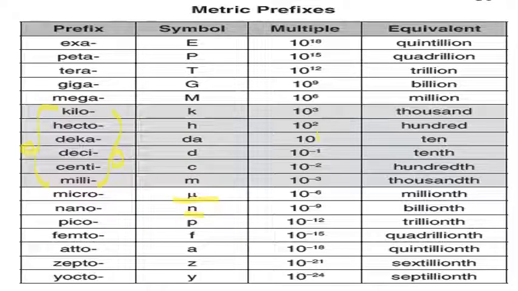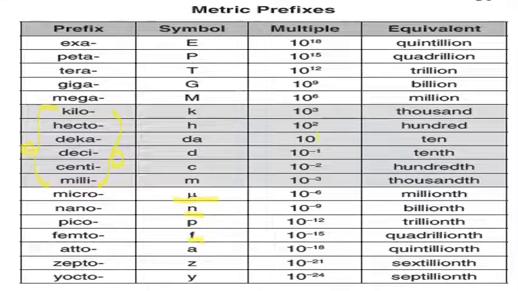Okay? Next is pico. We have small letter p. 10 to the power of negative 12, or trillionth. Next is femto. Ano man ang femto class? Or we have the small letter f. It is equal to 10 to the power of negative 15. Okay? Or it is equivalent to quadrillionth.